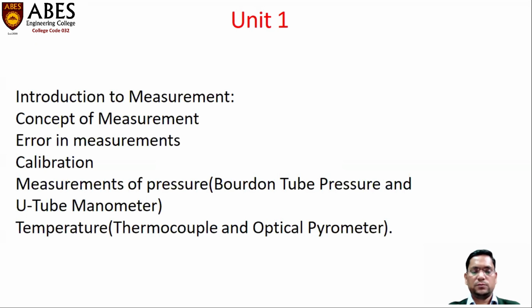First of all, I will introduce the concept of measurement. In this topic, I will discuss the concept of measurement, like primary measurement, secondary measurement, and tertiary measurement. The second topic is error in measurement. In this topic, I will discuss the types of error, like systematic error, random error, and gross error.